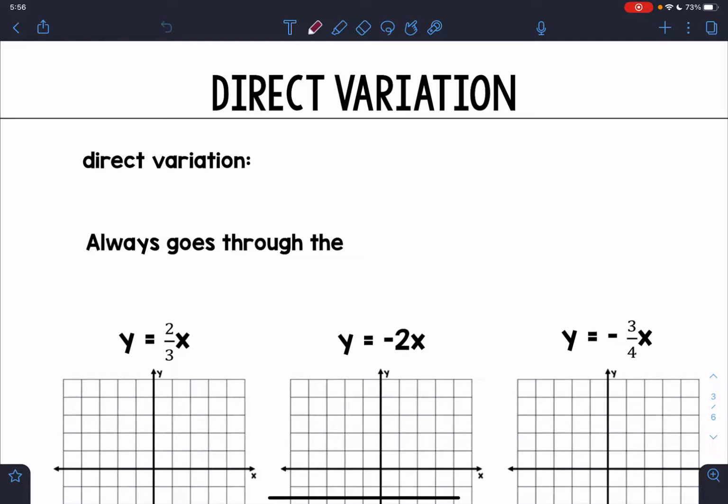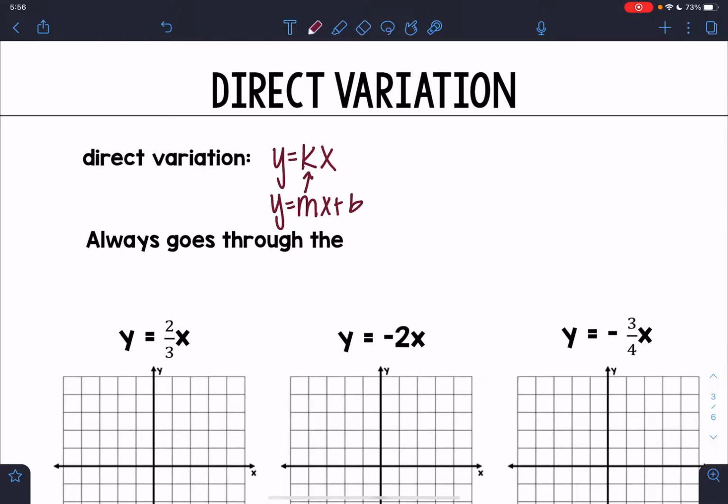Okay, today's video we're going to talk about direct variation, and this is very similar to what we've been doing with slope-intercept form, okay? So direct variation, this equation is y equals kx, and we know that this is very similar to y equals mx plus b, right? So we will learn that in direct variation, this k is your slope, okay? It's a number that relates your y and your x, and your b is 0. So that means that we are starting at the origin every time we graph, okay?